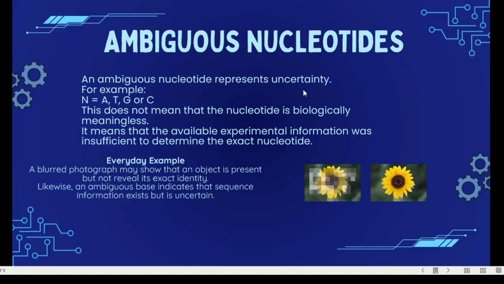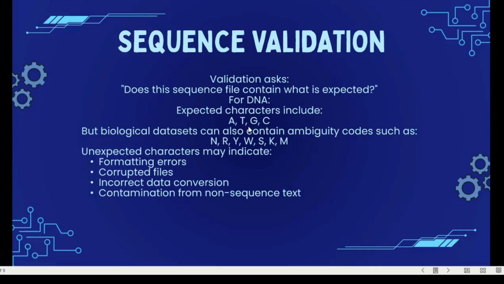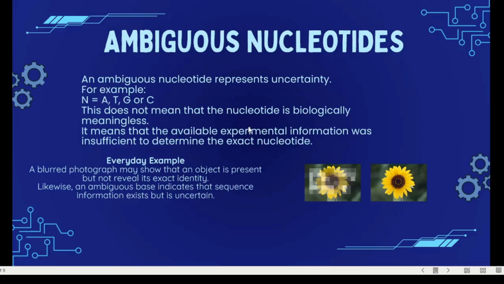Ambiguous nucleotides represent uncertainty. For example, here, suppose instead of A, T, G, C, we got N somewhere. So N means nucleotide, and the nucleotide may be A, maybe T, maybe G, or maybe C. This does not mean that the nucleotide is biologically meaningless. It means that the available experimental information was insufficient to determine the exact nucleotide. Now I am giving one very easy example.